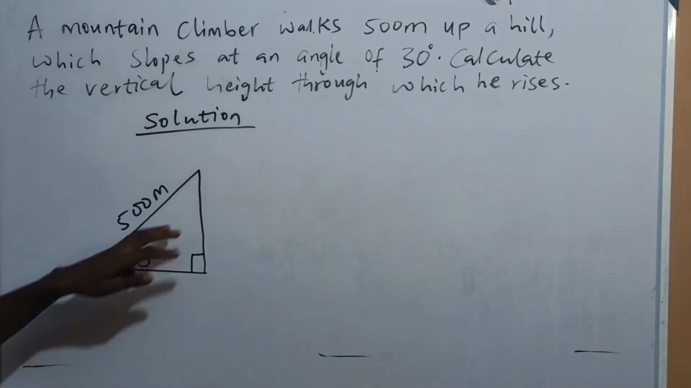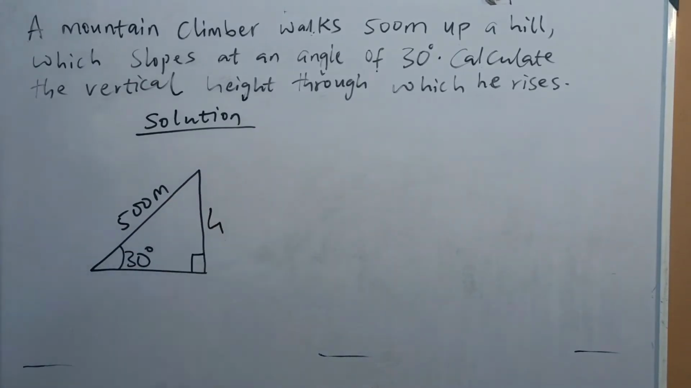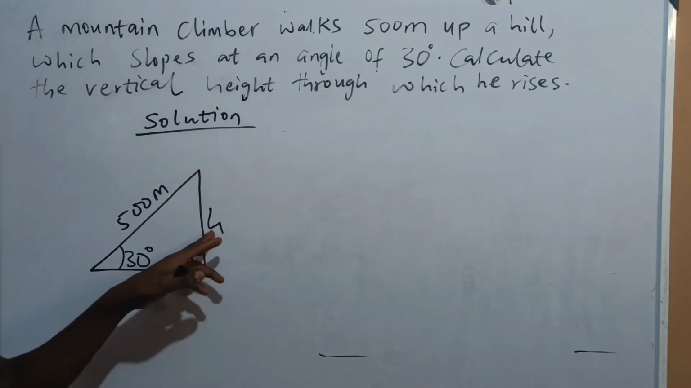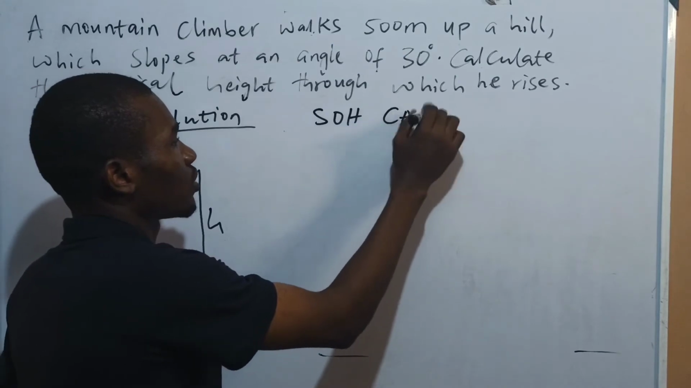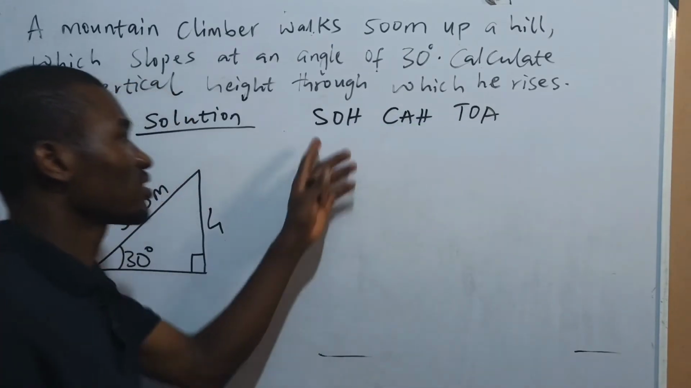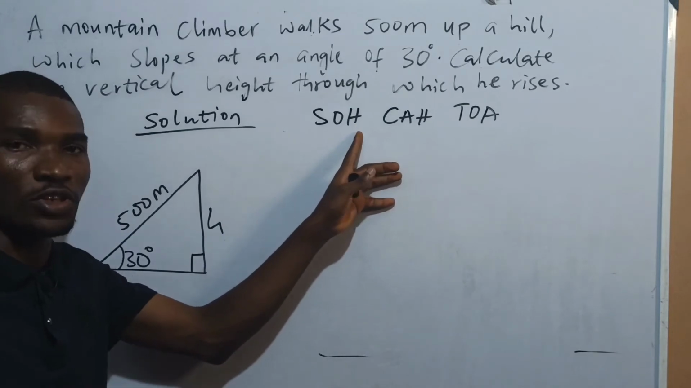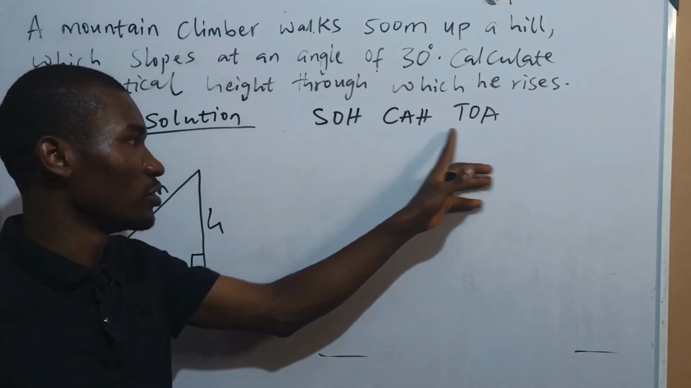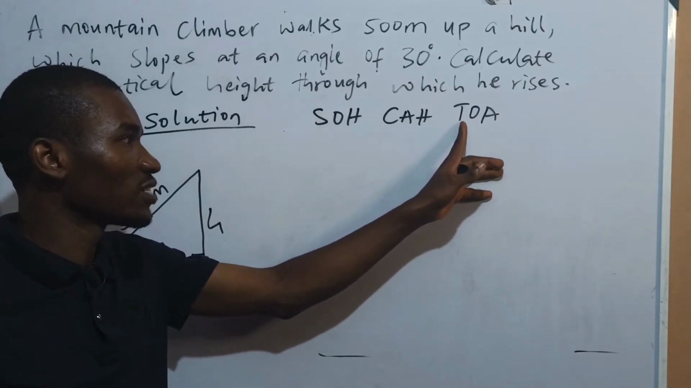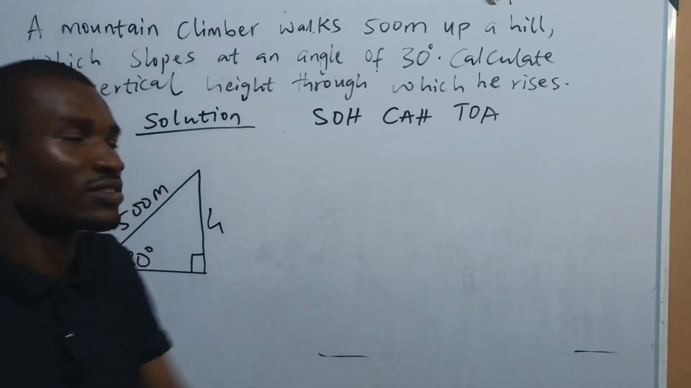And if we must find the height, let's call the height h. We are going to look for the trigonometric ratio that will give us the height. Remember the formula that will help you to find the trigonometric ratio that will help you find the vertical height. And the formula is SOHCAHTOA. The S stands for sine, and sine is opposite over hypotenuse. The C stands for cosine, and cosine is adjacent over hypotenuse. And the T stands for tangent, and tangent is opposite over adjacent.